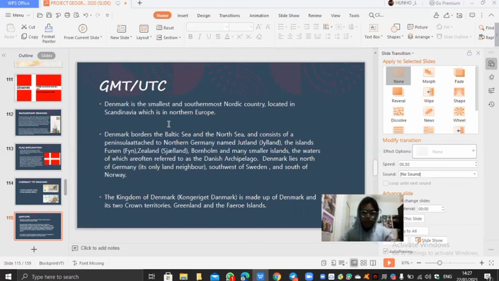Denmark is the smallest and southernmost Nordic country, located in Scandinavia, which is in Northern Europe. Denmark borders the Baltic Sea and the North Sea and consists of a peninsula attached to northern Germany named Jutland, and an archipelago of islands. These include Zealand, Funen, Bornholm, and many smaller islands, the waters of which are often referred to as the Danish Archipelago. Denmark lies north of Germany, its only land neighbor, south-west of Sweden and south of Norway. The Kingdom of Denmark is made up of Denmark and its two autonomous territories, Greenland and the Faroe Islands.